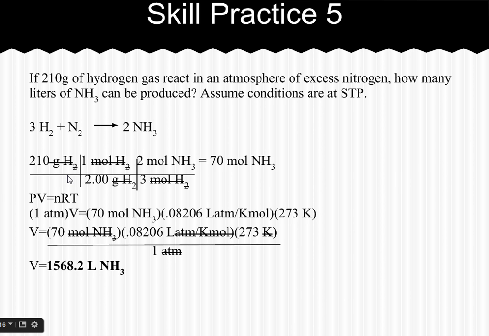Given 210 grams of H2, we can find that there are 70 moles of NH3 because of the mole to mole ratio of 3 moles of H2 to 2 moles of NH3 and the grams given to us in the periodic table. And using PV = nRT, because that's standard temperature and pressure, 1 atm and 273 Kelvin, we can find that the volume is 1,568.2 liters of NH3.